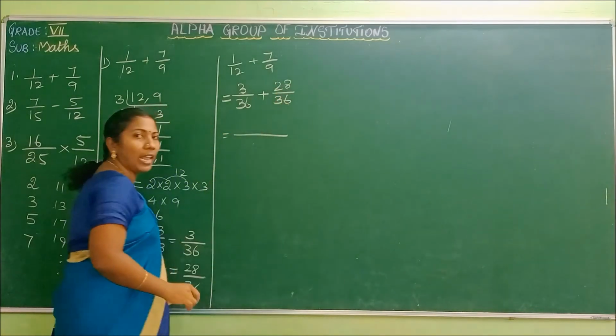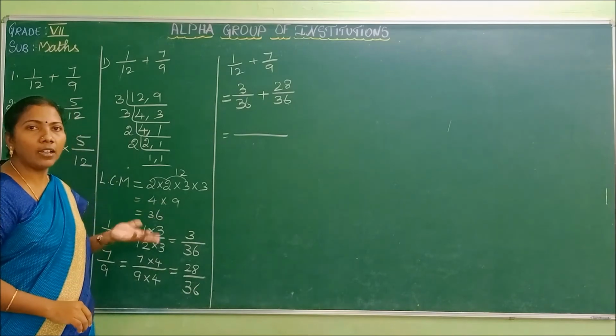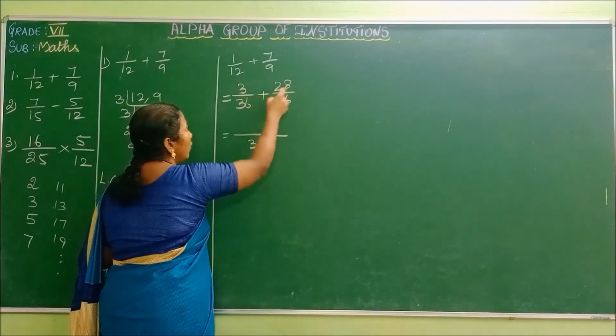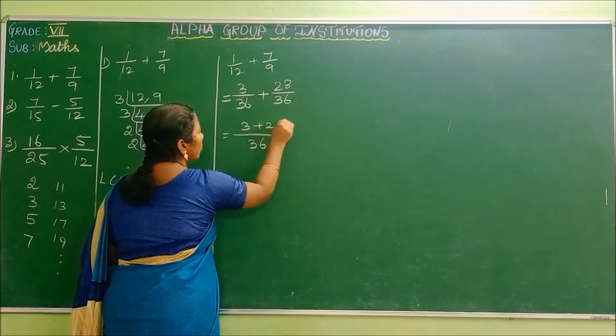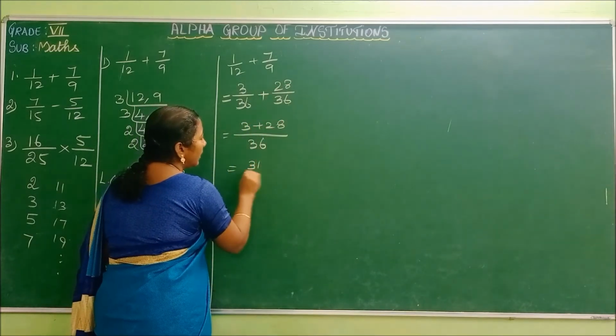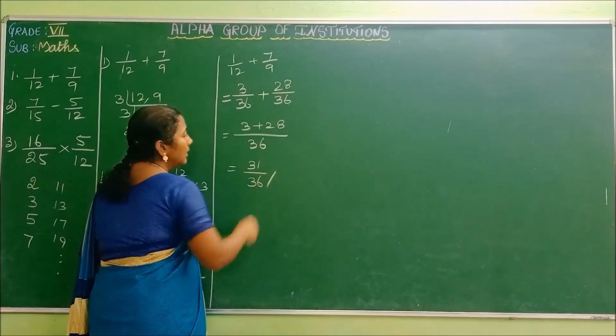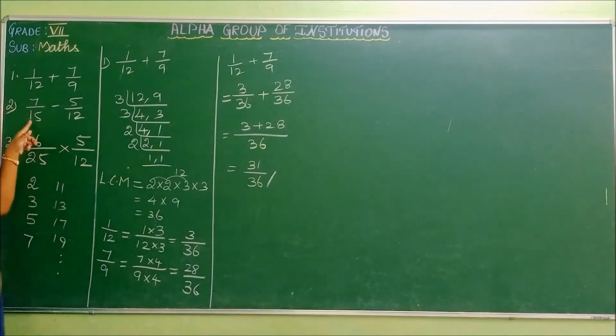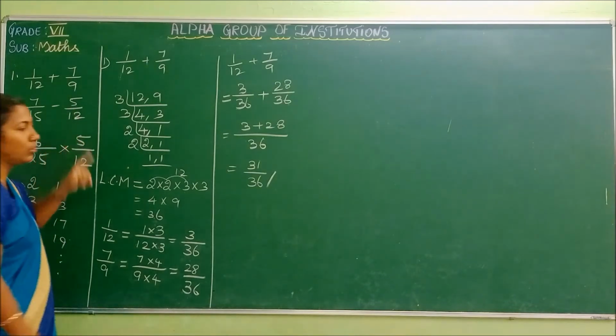See, the given two fractions are like fractions, which means we can easily add or subtract them. So write the denominator only once. Now you have to add the numerators, 3 plus 28. So what is the answer? 31 by 36. Thus we have added the given two fractions. Do you understand, children? See, the next is 7 by 15 minus 5 by 12.